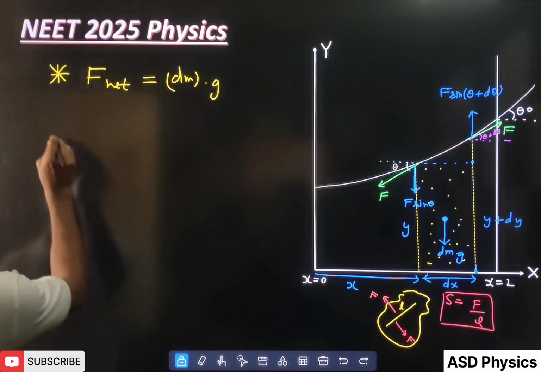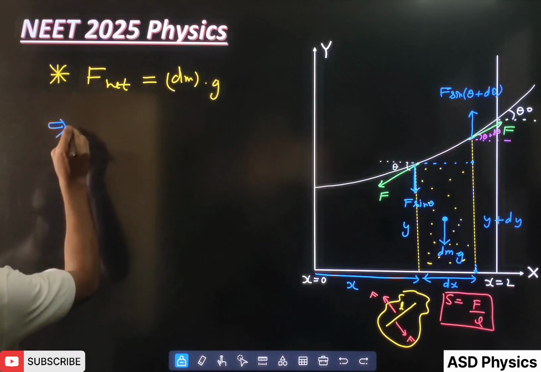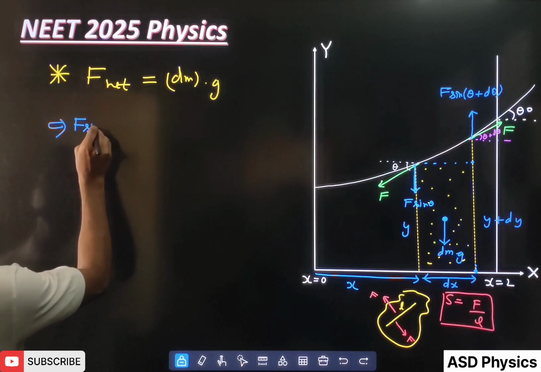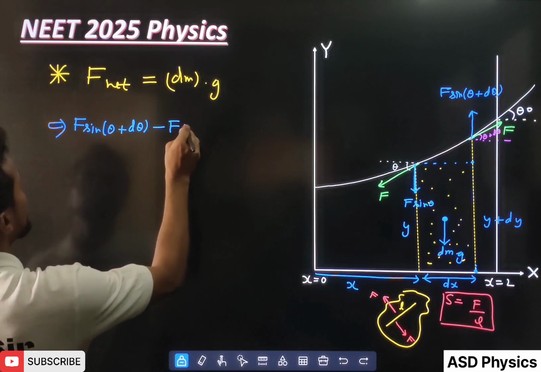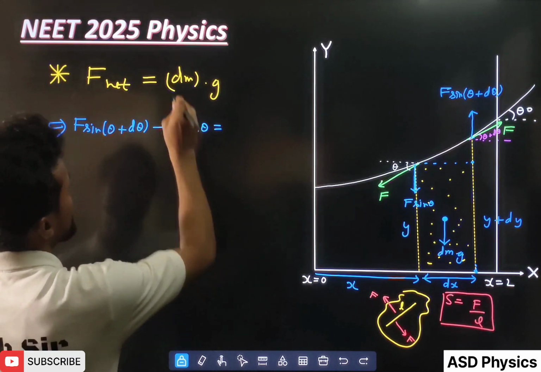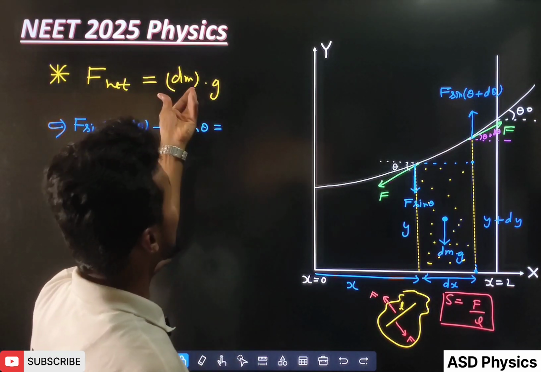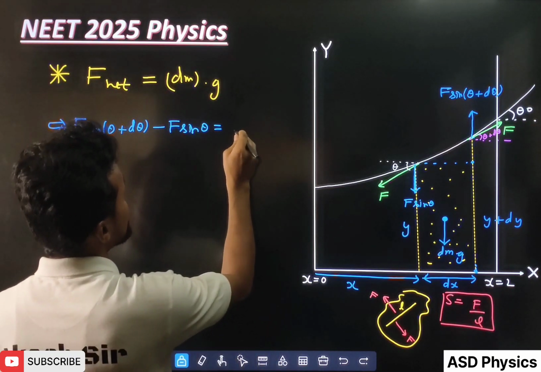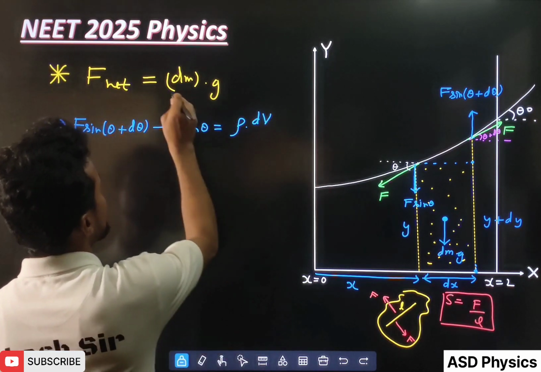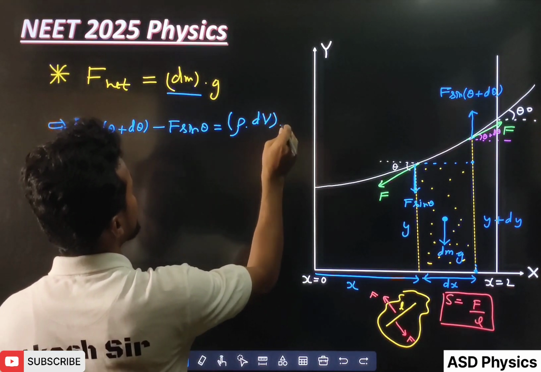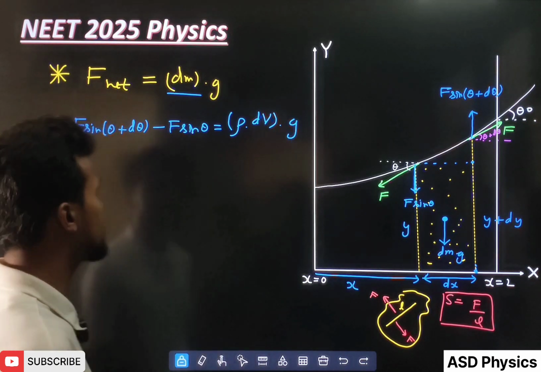So what is happening here, see students, this net force is given by the upward force, how much here, F sine (theta plus d theta) minus F sine theta. The mass, what we call dm. Dm means mass, means density into volume, is it? This dm is becoming density into volume into g. We have to simplify this.